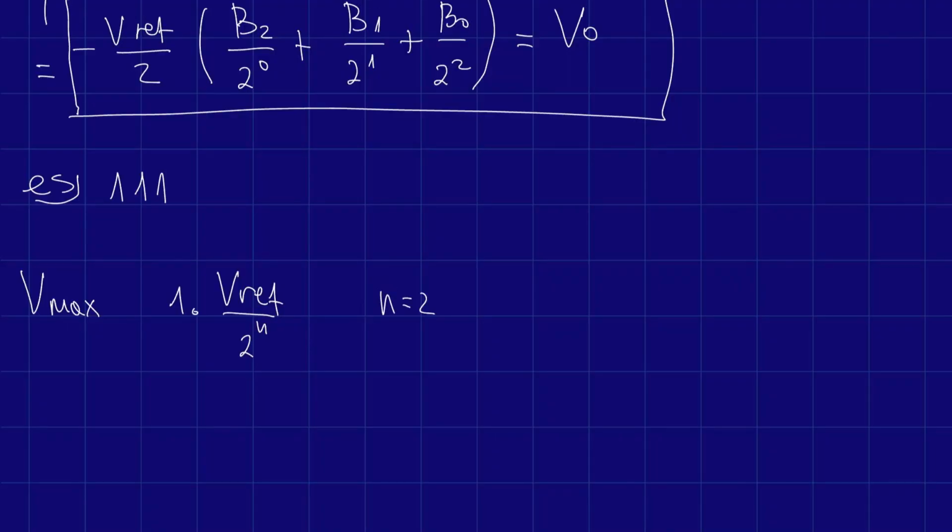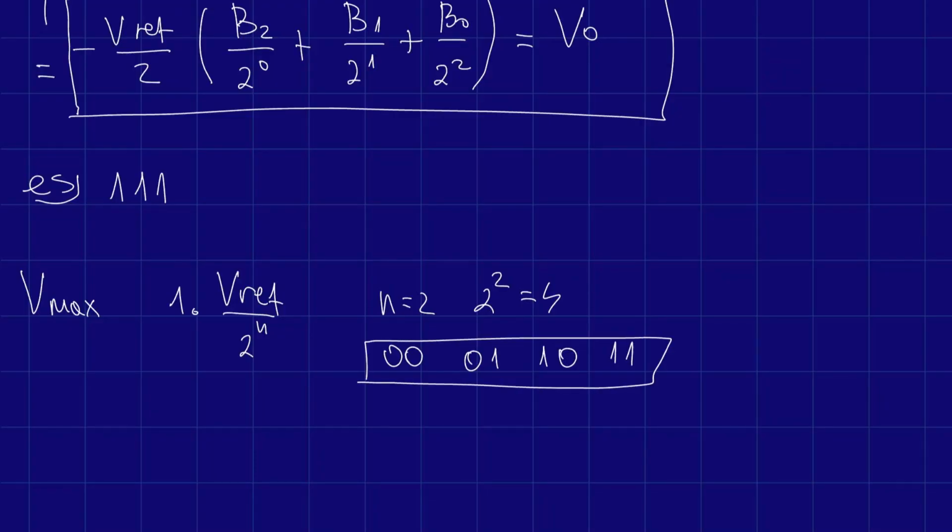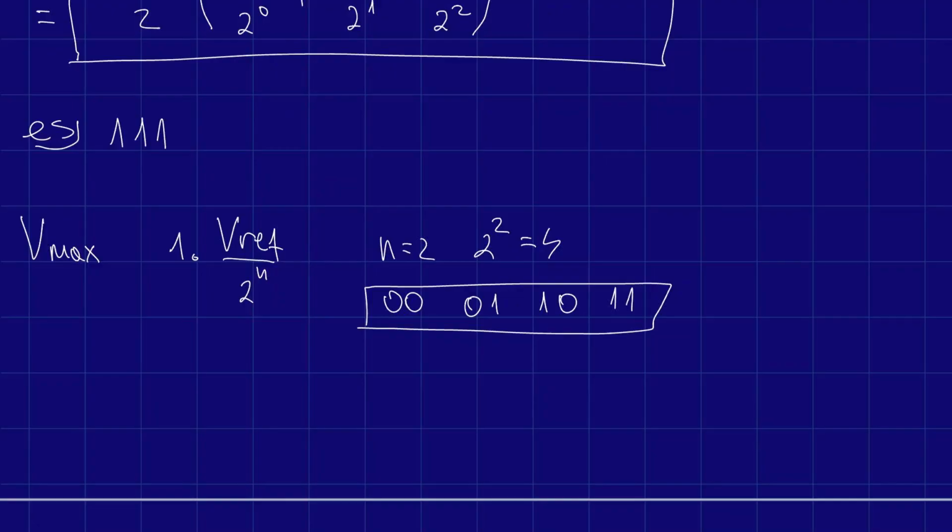That means that according to this, 2 to the 2, we will have 4 possible combinations, which would be, and it's easily provable, 0 0, 0 1, 1 0, 1 1. So we have our 4 possible combinations that we can do with 2 bits. And now let's say that Vref is 4 volts. That means that the resolution, which will be 4 volts divided by 4, which is this number right here, will be 1 volt.